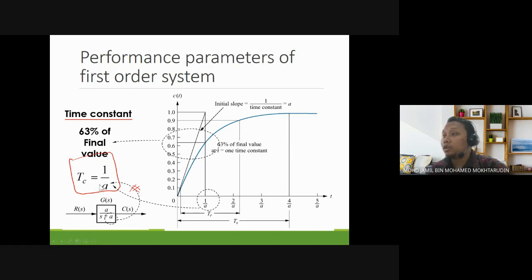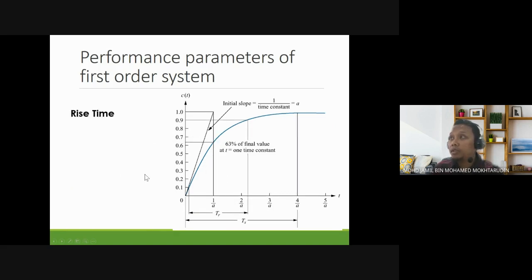So here you will see that to find the time constant, you only need the pole of the transfer function. You don't need the other things like the input and so on. Meaning that you don't need to solve this to find C(t). You just look at the transfer function, find the poles, and you get the time constant straight away.